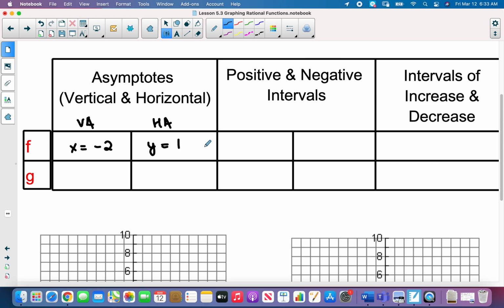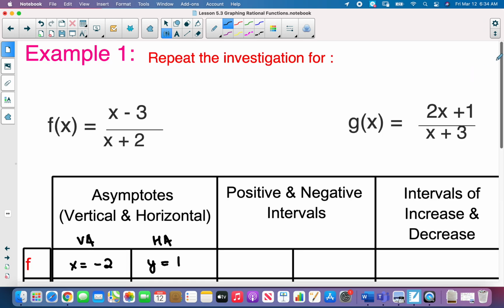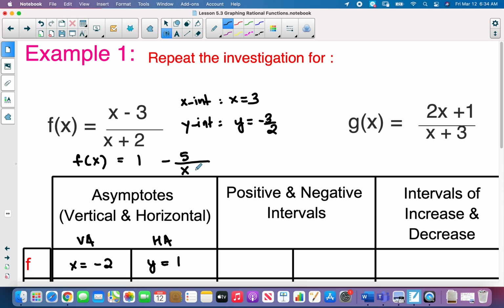To find out the intercepts, for the x-intercept, put y equals 0, and we get x equals 3. And for the y-intercept, you put x equals 0, and we get y equals negative 3 over 2. And when you do long division to rewrite this function, it would be f of x equals 1 minus 5 divided by x plus 2.